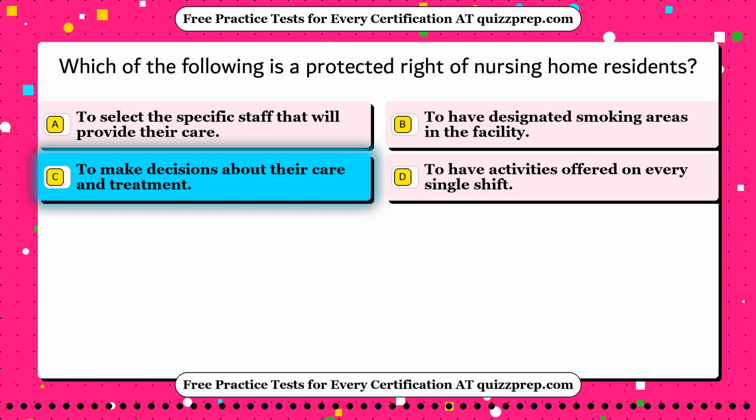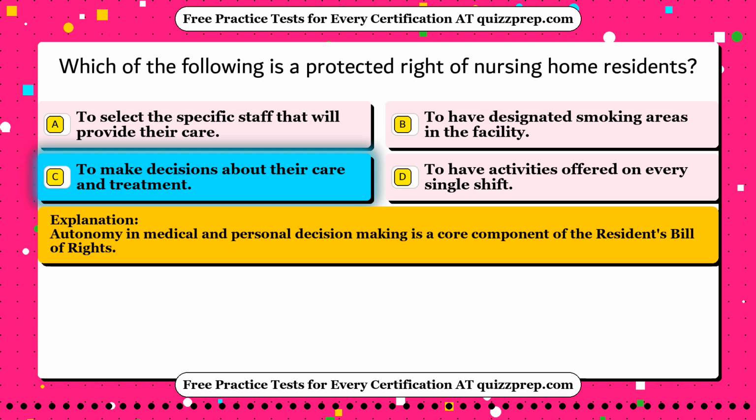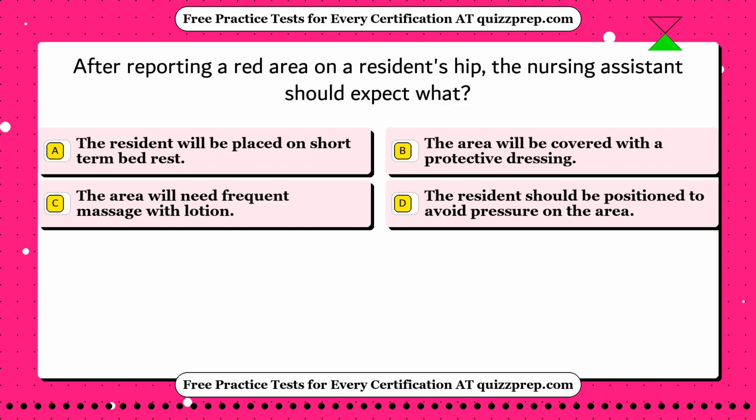The correct answer is option C. To make decisions about their care and treatment. Autonomy in medical and personal decision-making is a core component of the resident's Bill of Rights. Question 39. After reporting a red area on a resident's hip, the nursing assistant should expect what?